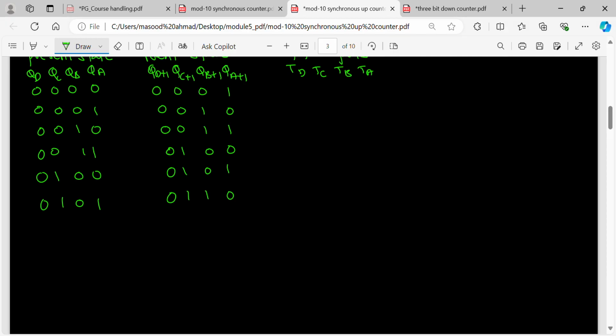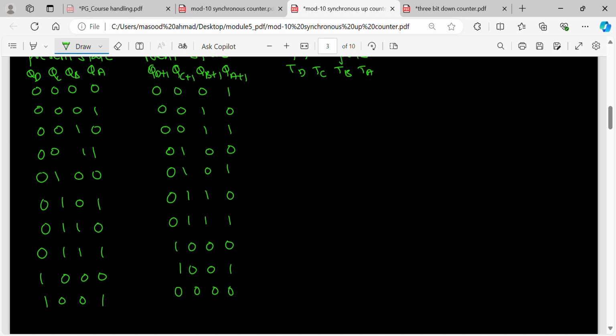For 0, 1, 1, 0, the next state is 0, 1, 1, 1. For 0, 1, 1, 1, the next state is 1, 0, 0, 0. For 1, 0, 0, 0, the next state is 1, 0, 0, 1. For 1, 0, 0, 1, the next state is 0, 0, 0, 0. So what is happening is we are moving from one state to the other state. Then we are getting the required states.